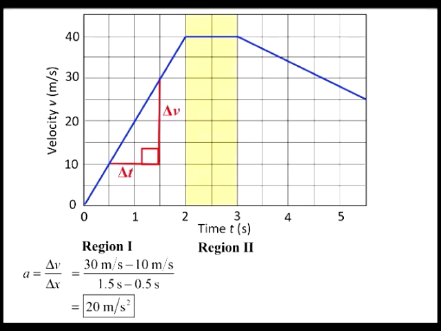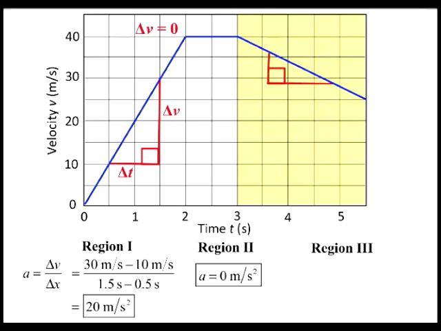In region 2, the slope is 0. What does this mean? It means that delta v equals 0, which means that the velocity is not changing, and therefore the acceleration is 0. Finally, in region 3, we find delta v equals negative 7.0 meters per second and delta t equals 1.2 seconds, giving the acceleration equal to negative 5.8 meters per second squared.